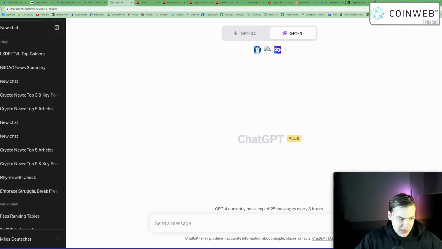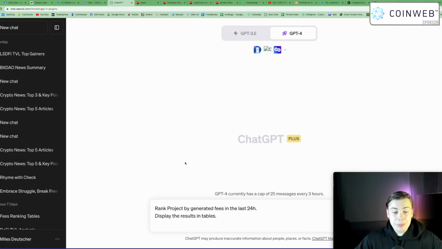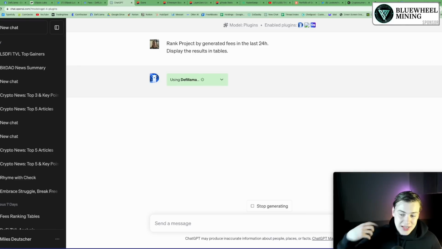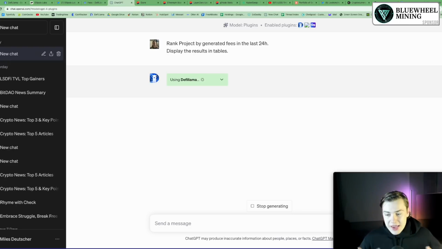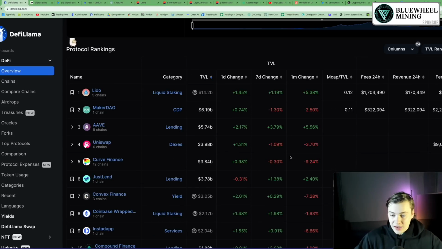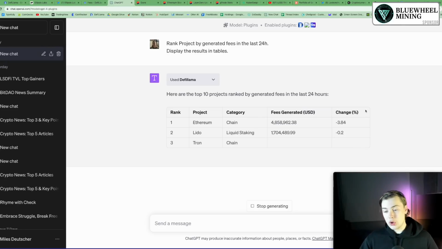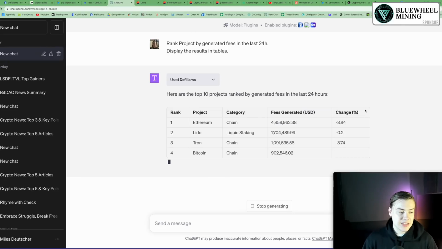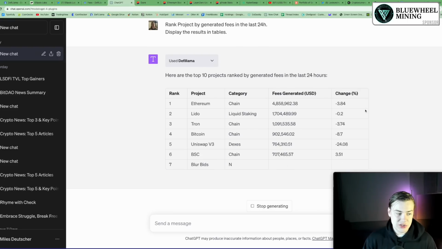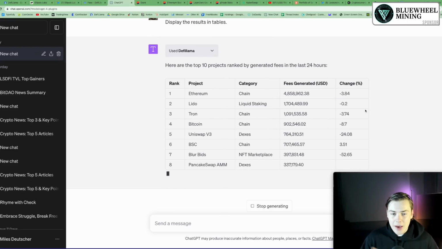And this allows you to ask it prompts. For example, rank projects by generated fees in the last 24 hours and display the results in tables. And what it's going to do is take data from DeFi Llama and make it into a table for you on ChatGPT. So that saves you from having to manually compile the data, put it into a spreadsheet, work out the percentages. It'll automatically do it for you. And what you can also do using ChatGPT is ask it a bunch of follow-up prompts to go deeper on specific ecosystems. So I can ask it to rank by chain, for example, Arbitrum, etc.